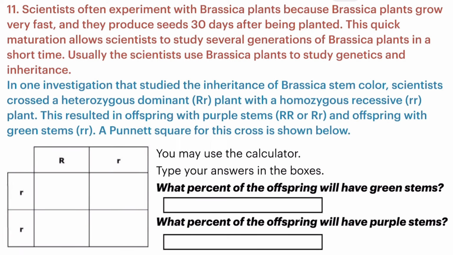You may use the calculator. Type your answers in the boxes. What percent of the offspring will have green stems? What percent of the offspring will have purple stems?